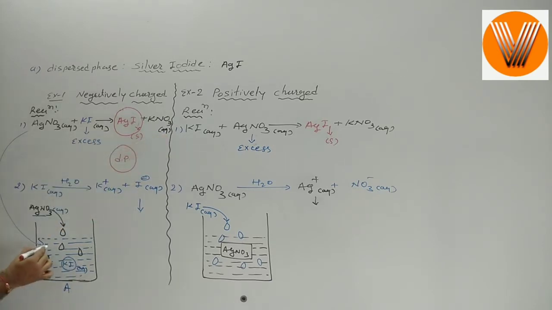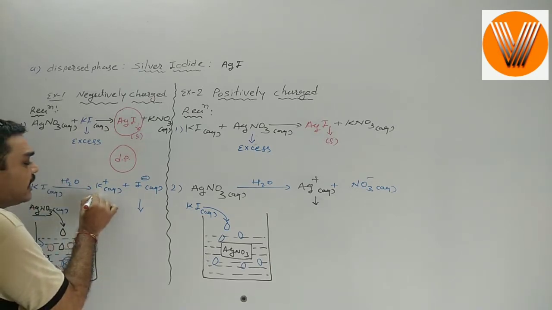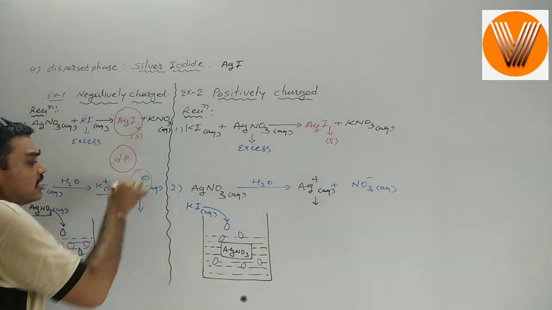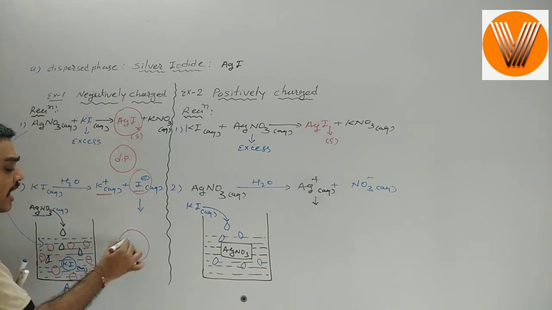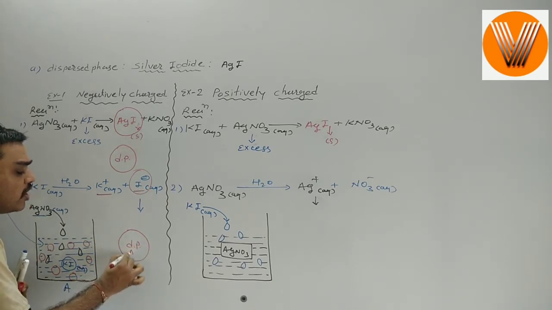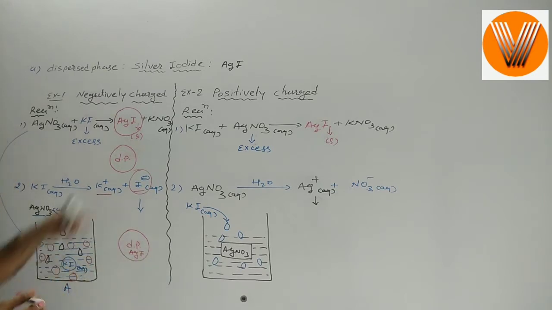Now what happened? The dispersed phase particles are heterogeneously distributed in the dilute mixture of KI and KNO3. The excess KI is dissociated, or ionized, in water into K plus and I minus. Here the negatively charged I minus particles are attracted towards the surface of AgI. AgI is the precipitate which is formed in this reaction in beaker A.